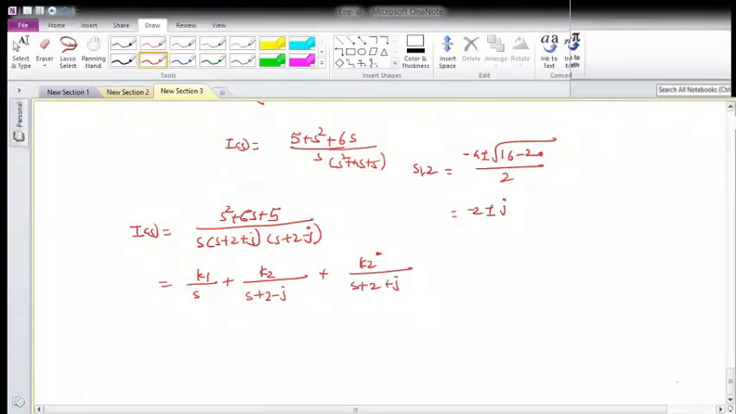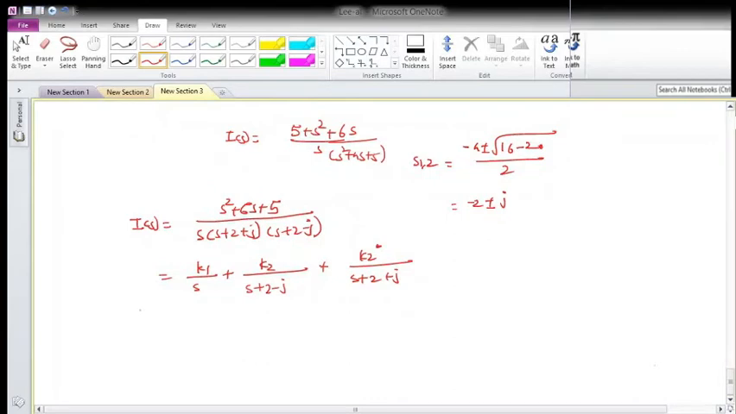Okay, and k1 I can simply find out by putting s equal to 0, right? So it will be simply 1 because s is cancelled. Here also I can put s is 0, so this is 0 and 5 upon 5 is 1. Okay, so k1 will be 1.